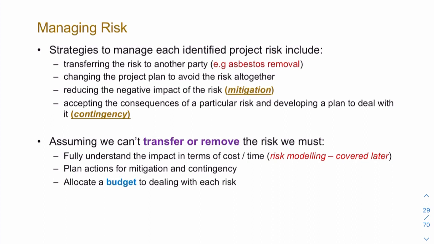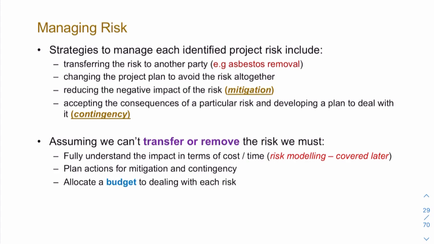An important thing is to appreciate that we can't generally transfer or remove the risk. There are some financial or contractual arrangements where you can transfer or offload or remove the risk to a third party. But we aren't looking at things in such a sophisticated way. We're looking at risks to a project. We need to be able to identify them, evaluate them, prioritize them, mitigate, and assign a contingency. So plan actions for contingency and mitigation and allocate a budget for dealing with each risk. How much money we assign to each risk will depend on the severity of that risk.